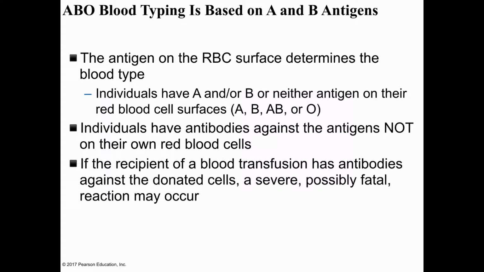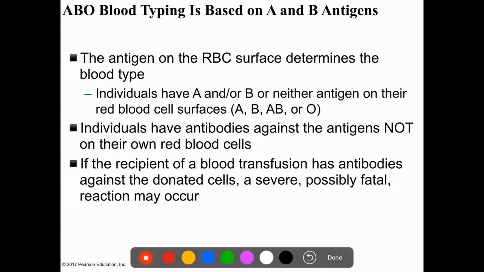So if the recipient of a blood transfusion has antibodies against the donated cells, a severe, possibly fatal reaction may occur. Again, if you are giving someone with blood group A a B, his body has anti-B. And if you introduce the B cells, then there will be this transfusion reaction.